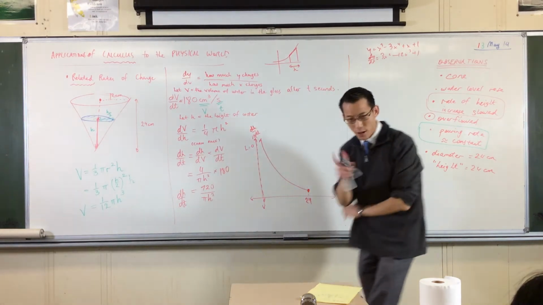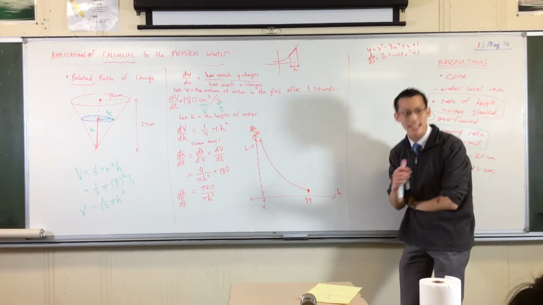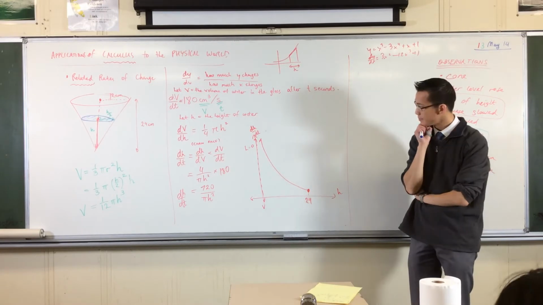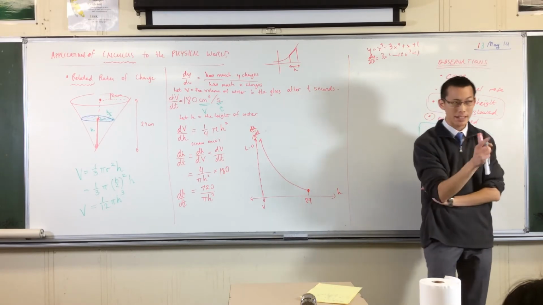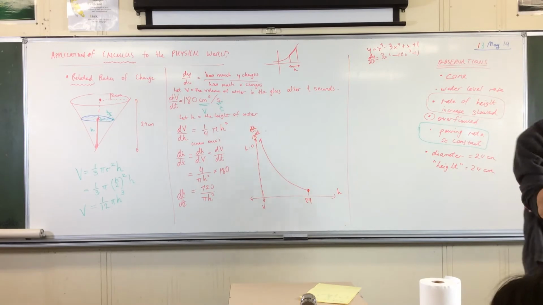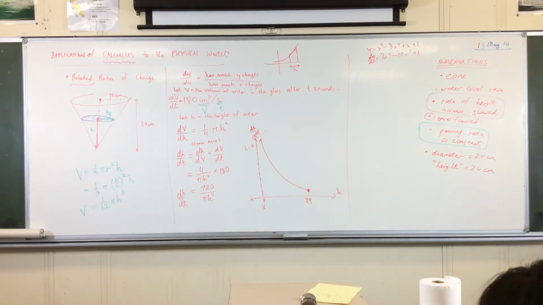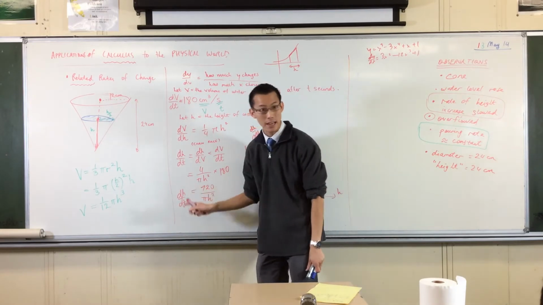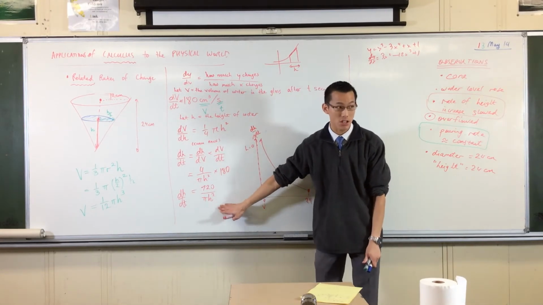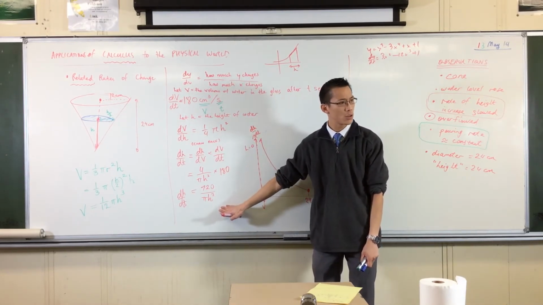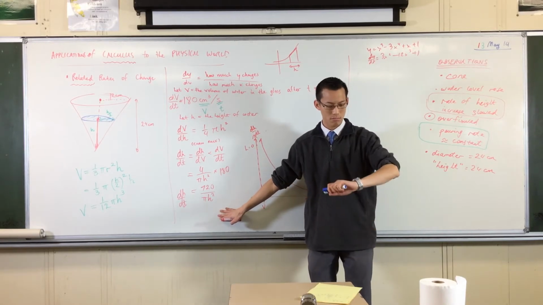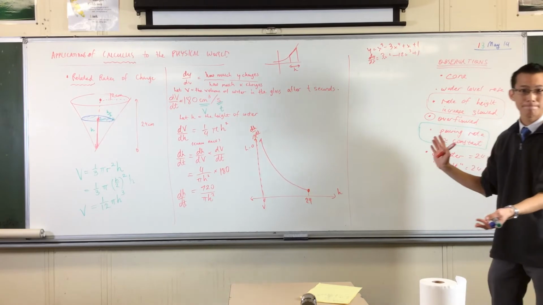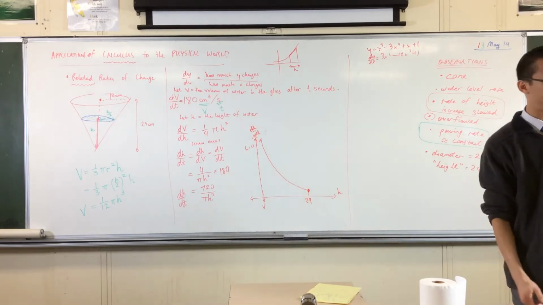So my question to you is, can we get this in terms of time? Now before I show it to you, I want you to have a think about it. I want you to try on your own steam. Can you get an expression for dh on dt that's not in terms of h, that's in terms of time? Could you work it out? I'll give you a few minutes to have a think about it. I'll leave all that information on the board. Give it a go.